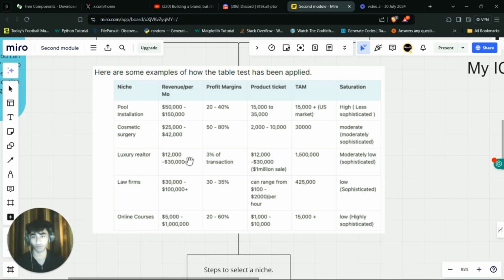If you see luxury realtors, they have thin profit margins, so this is one of the things you need to avoid, even though they have moderate saturation and their TAM is pretty huge. I don't know if you should go with that, but I would say cosmetic surgery is one of the best examples here of the best niches.